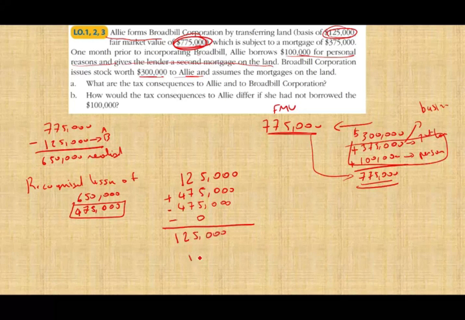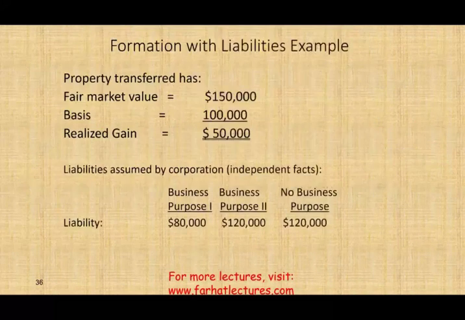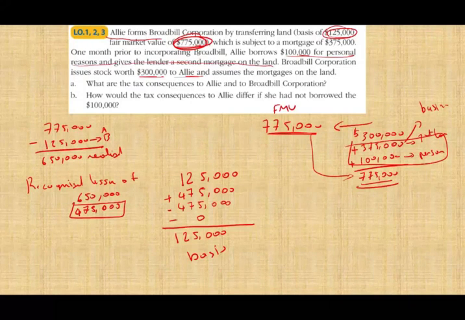Therefore, the basis for Al is 125. Now, what is the basis for the corporation?